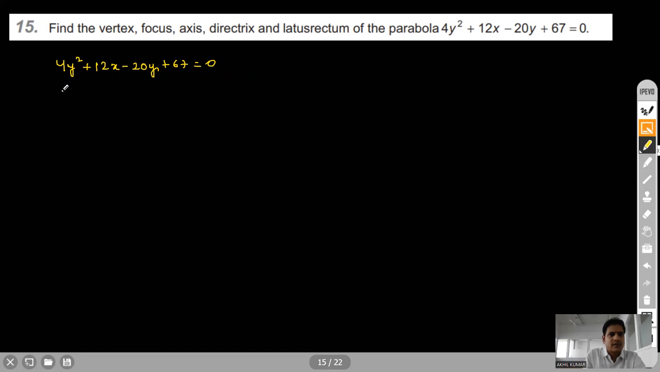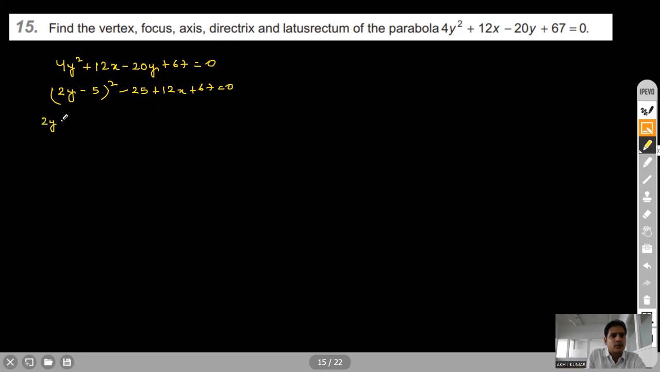So this will be basically 2y, since there is a 20y term, so (2y - 5) whole square. So this will become 4y², then minus of 2 into 2, 4, 5, 20y it is there. Plus 25 we are adding, so we have to subtract this 25. What else is remaining here? Plus 12x and plus 67 is equal to 0, right?